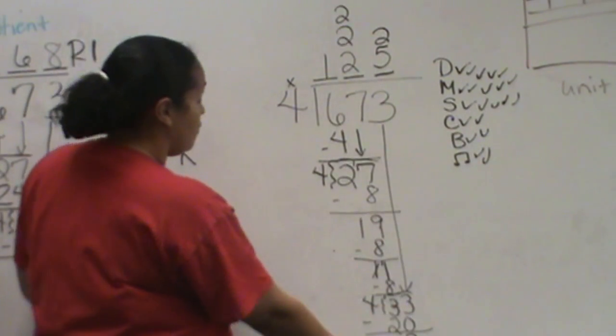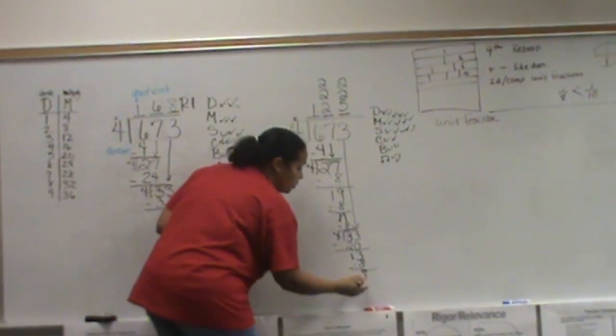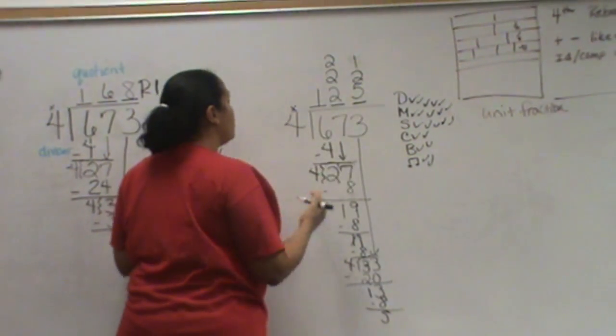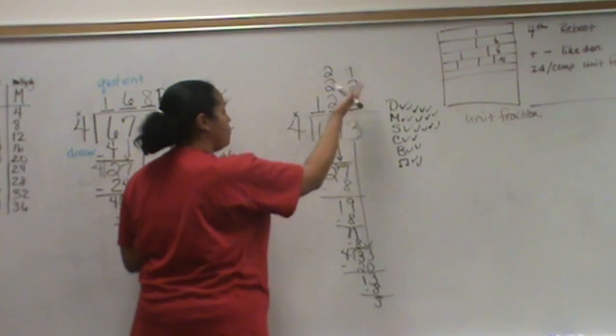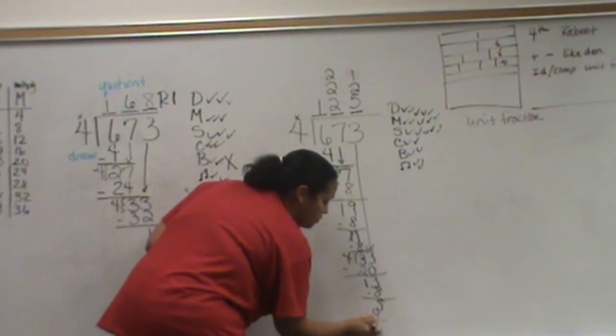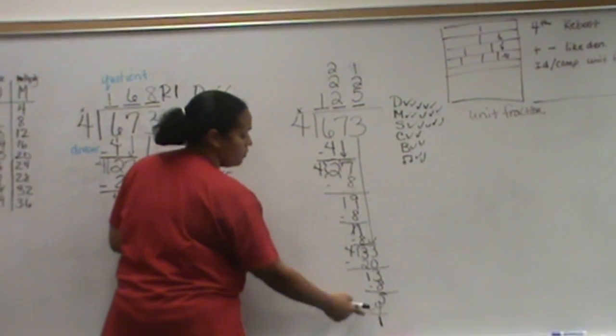Okay. It's still larger than my divisor, so I'm going to add another 2 up here. 2 times 4, I'm sorry, that's incorrect. That should be a 1. Because I can't make 2 equal groups because that would give me 8, but I can do 1 equal group of 4. So 1 times 4 is 4. I subtract, and then I'm left with 1, and so now what I subtracted is smaller.